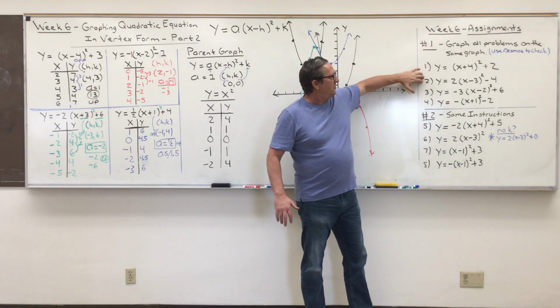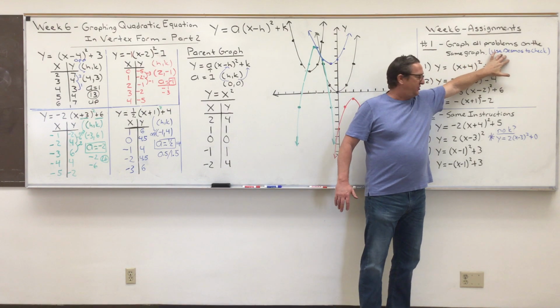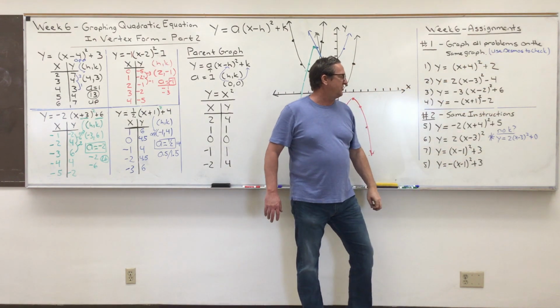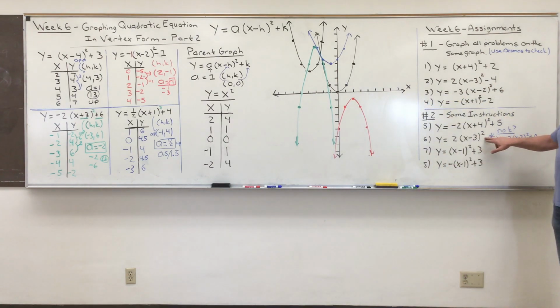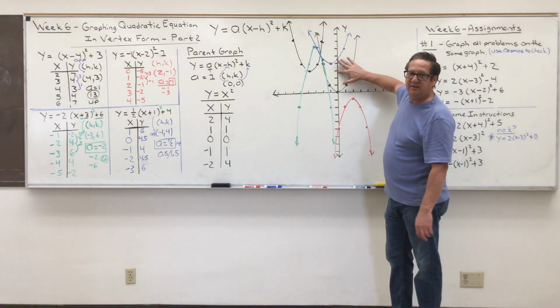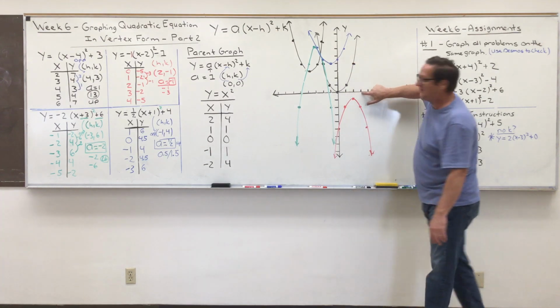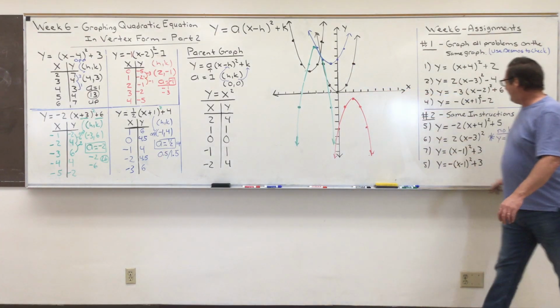These 4 can go on one graph. Use decimals to check. Same instructions here. What I want you to notice here is that you don't always have a K value. If you don't have a K value, then K is 0. So what do you think our vertex would be here? It would be 3, 0. It would be right here, 3, 0.